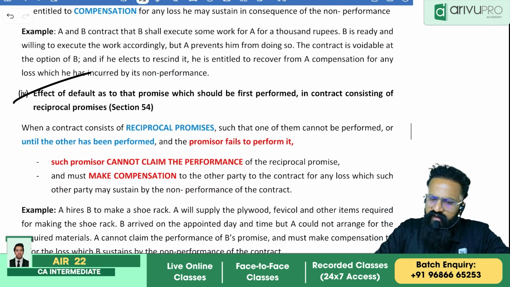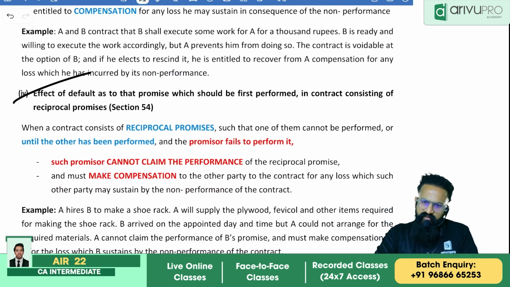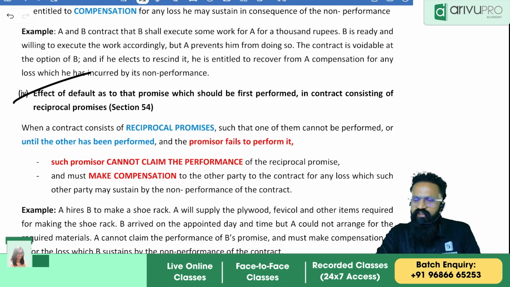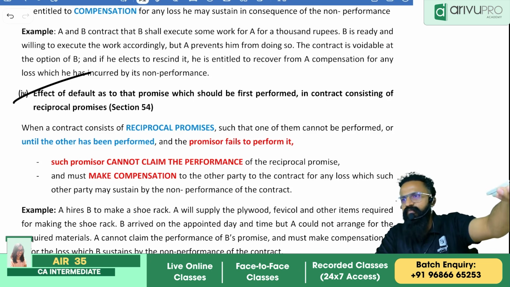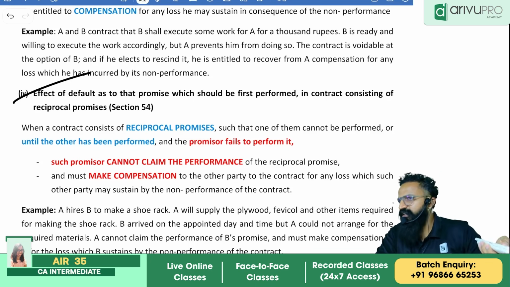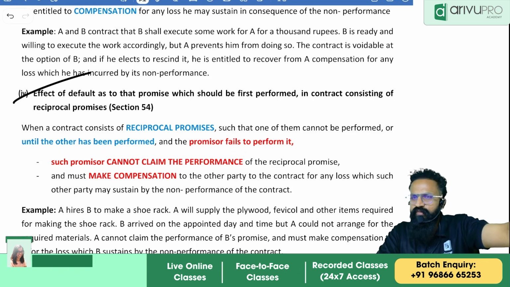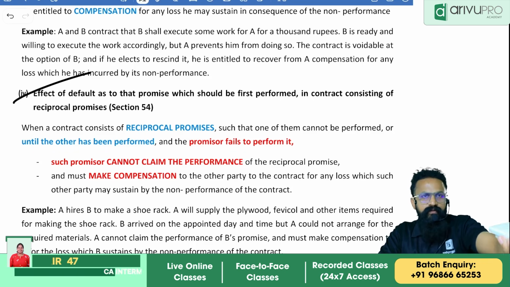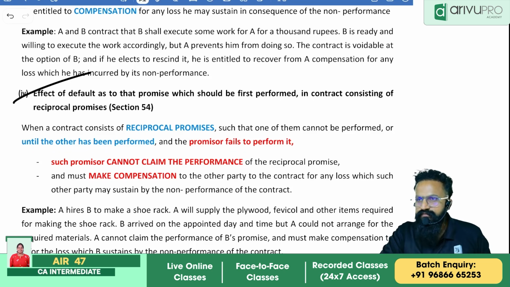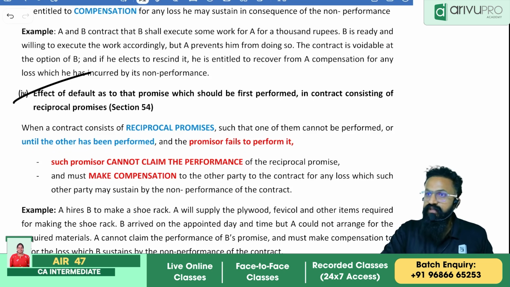Effect of default as to the promise which should be first performed in a contract consisting of reciprocal promises. What is this? If the other party does not perform, then I am also discharged from my performance and I cannot compel you also to perform. That is what we saw. So without making reciprocal promises, we can't force any of the party. Until he is performing, you cannot compel me to perform.